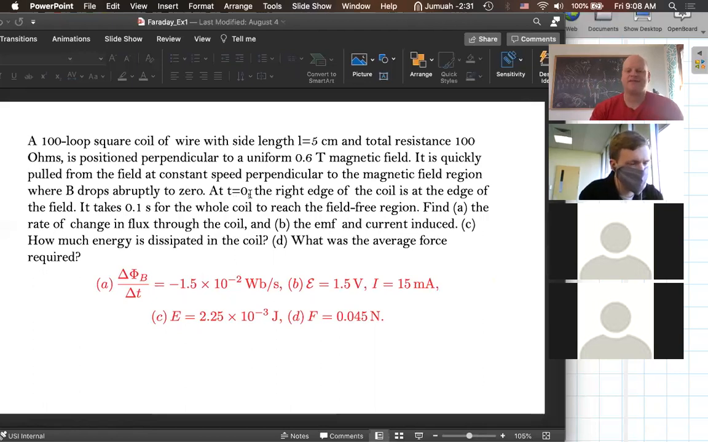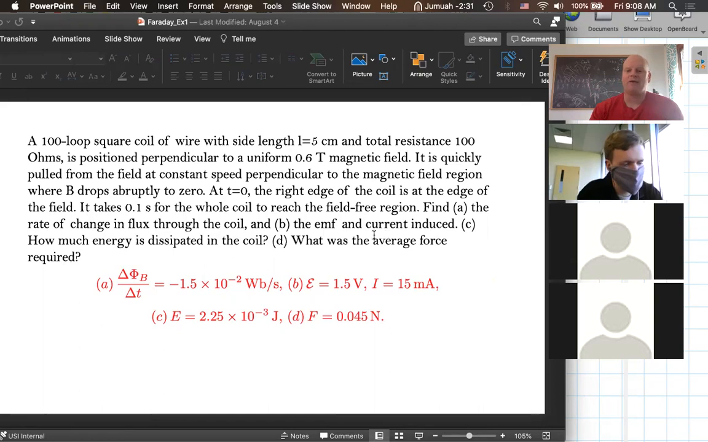So at t equals 0, the right edge of the coil is at the edge of the magnetic field, and then it takes 0.1 seconds for the whole entire coil to come outside of the magnetic field region. So it goes from magnetic field region to 0 magnetic field in 0.1 seconds. From here, we want to find the time rate of change of the magnetic flux through the coil.